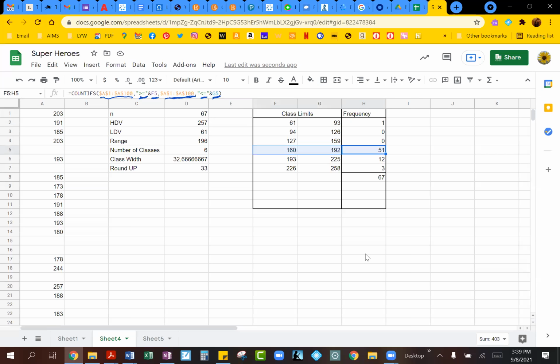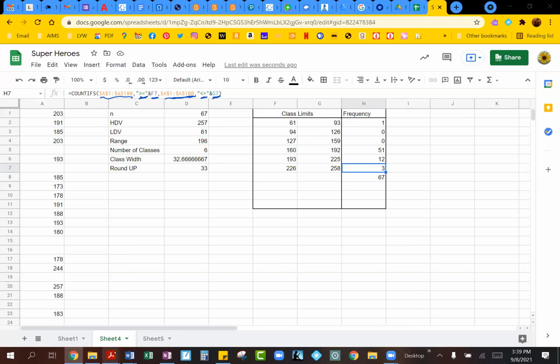So as we were anticipating, our category from 160 to 192 is our largest with a frequency of 51. And then you can see from 193 to 225, we only have 12 values in there. And then the last one, from 226 to 258, we have 3 superheroes who fall into that high category. So this is the basics of how you create your frequency distribution. And this is exactly what a frequency distribution looks like.